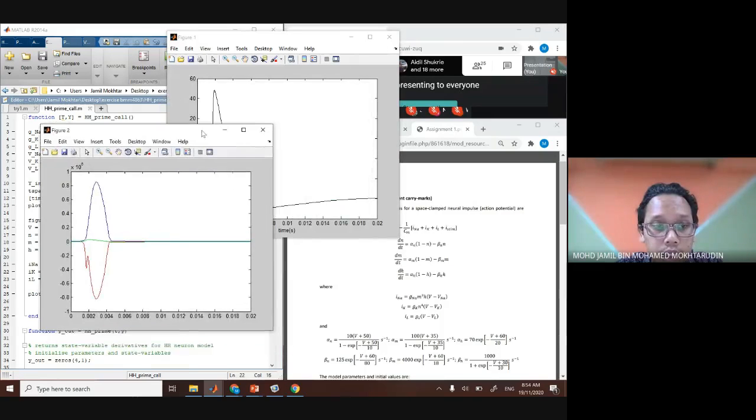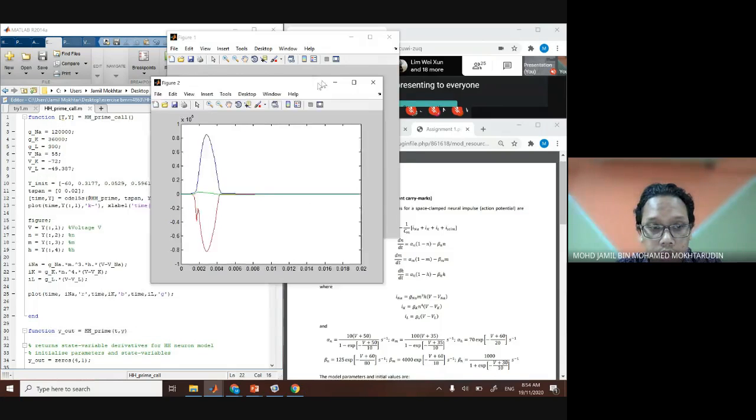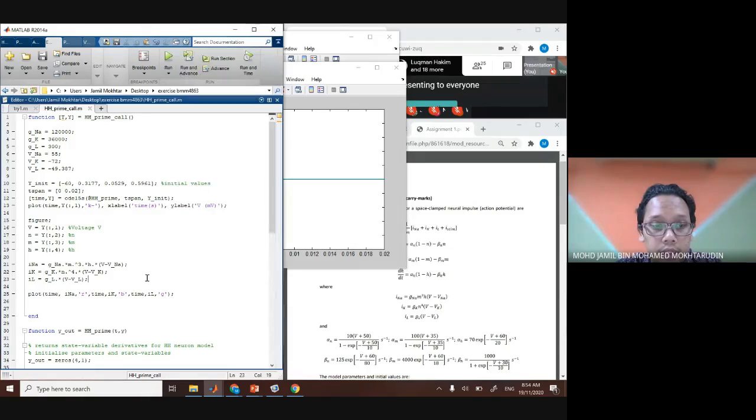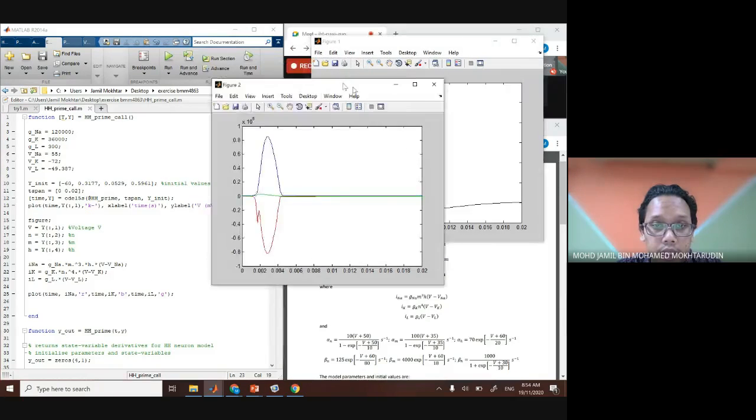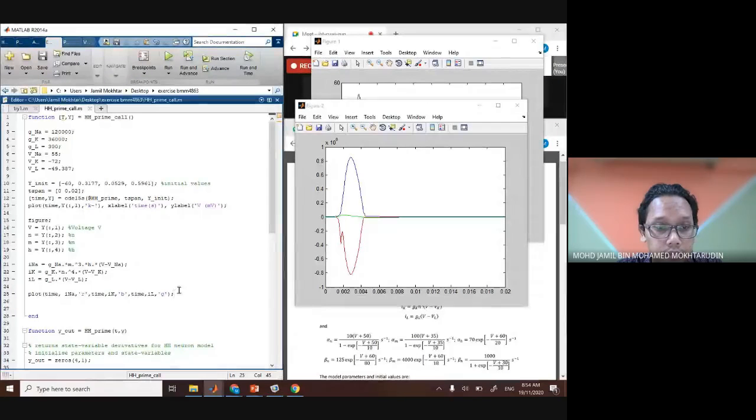So these are the currents. Okay, the currents. Sodium is green, potassium is blue, and ionic is the red one. So from here, you can improve the code by adding the labels. Okay.